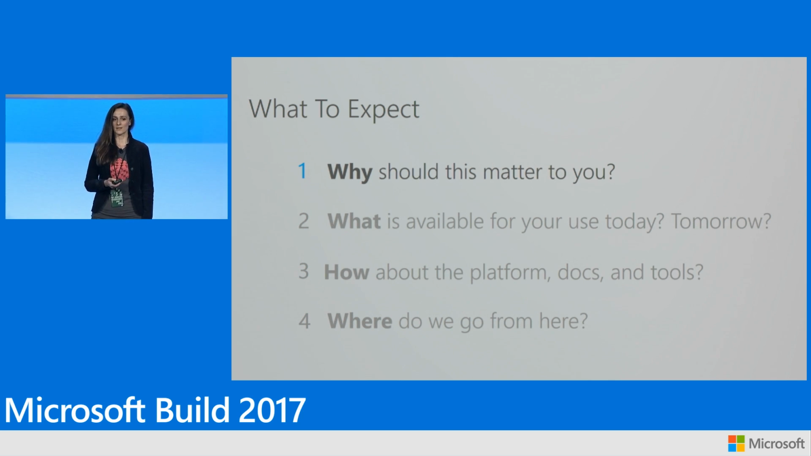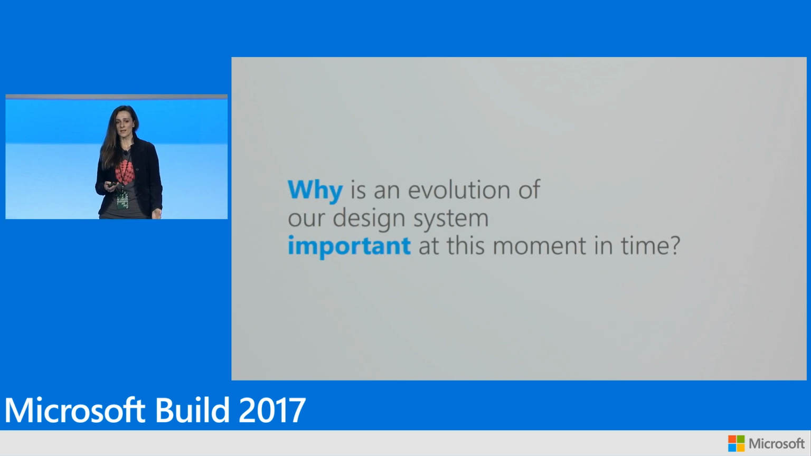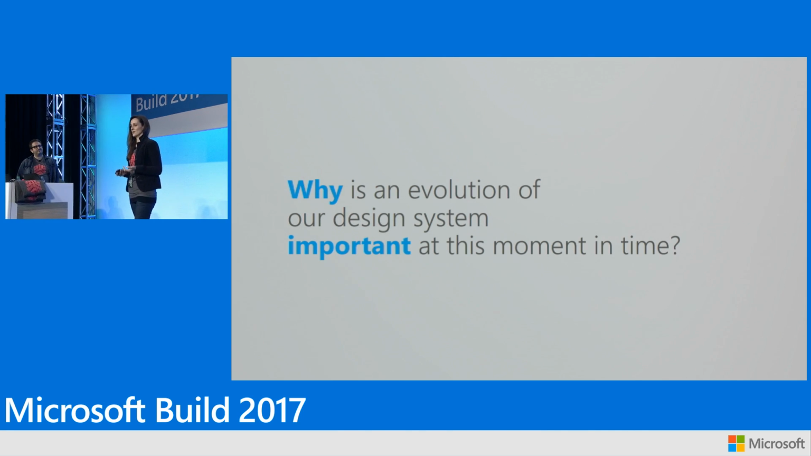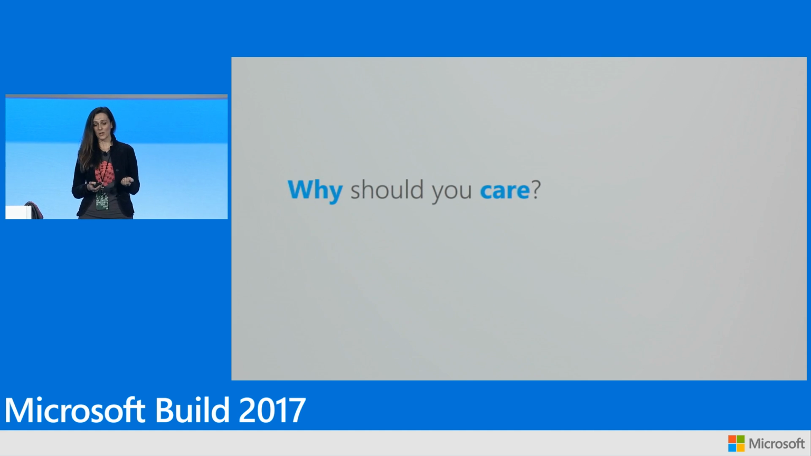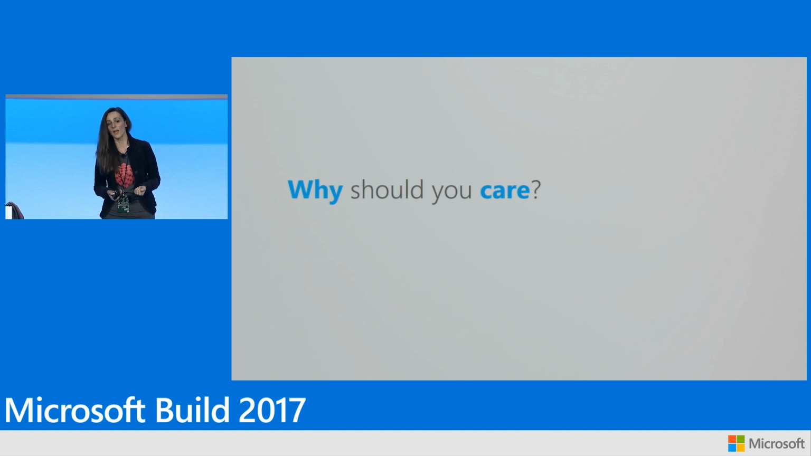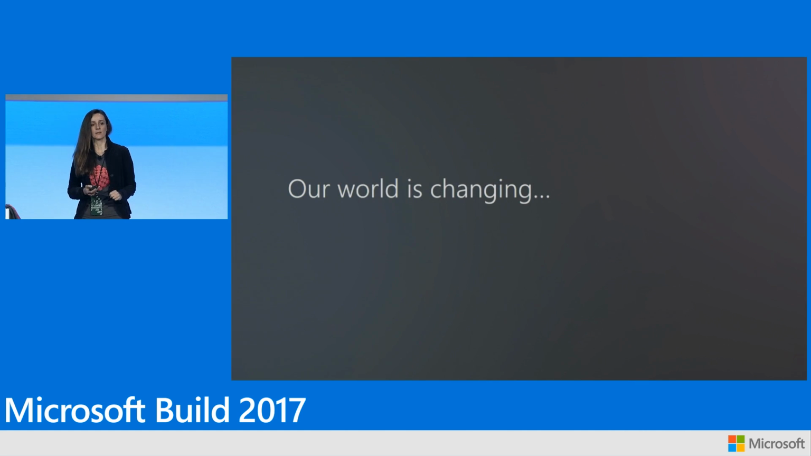Okay, so that's our 60 minutes together, and we'll start off, like I said, with the why behind the work of the Fluent Design System. So why is this evolution necessary at this point in time? Why is it important? Why is it happening now? And then probably even more importantly, in the context of today, why is it of importance to you, the developer community? What's in it for you? Why should you care? So let's step just a bit back.